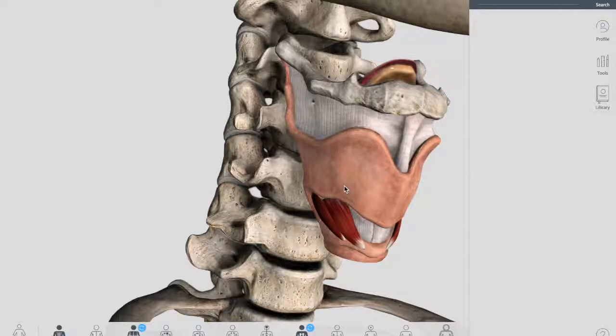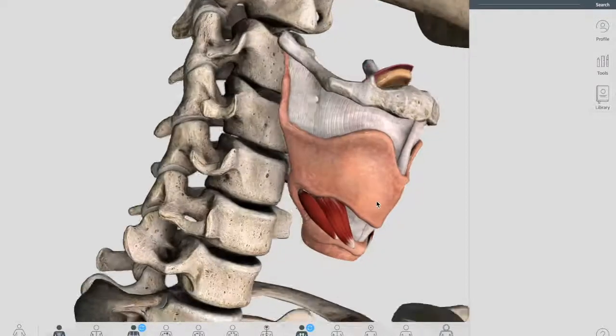So remember, all the intrinsic muscles of the larynx, except the cricothyroid, which we will talk about in just a bit, are innervated by the inferior laryngeal nerve, the terminal branch of the recurrent laryngeal nerve, itself a branch of the vagus nerve. The cricothyroid, which is not innervated by the inferior laryngeal nerve, is innervated only by the external branch of the superior laryngeal nerve, again derived from the vagus nerve. So the vagus nerve is the main supplier to the intrinsic muscles.